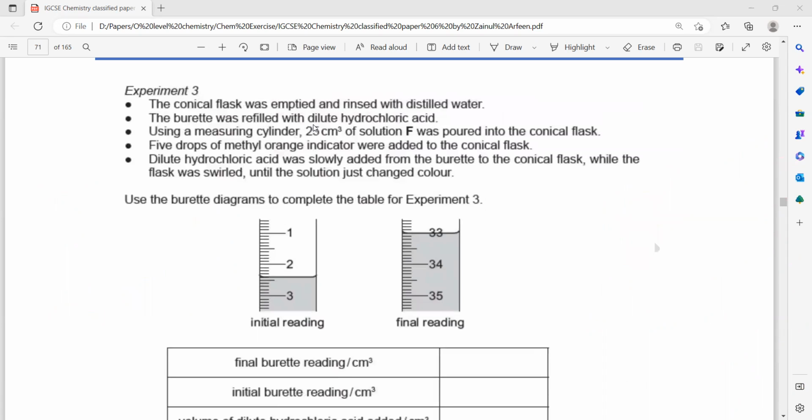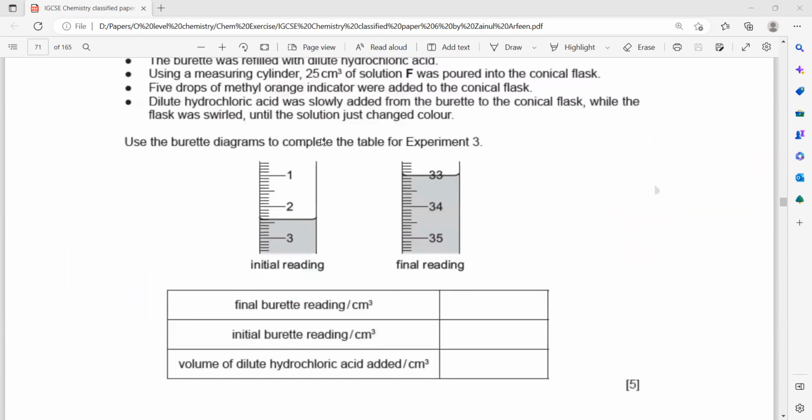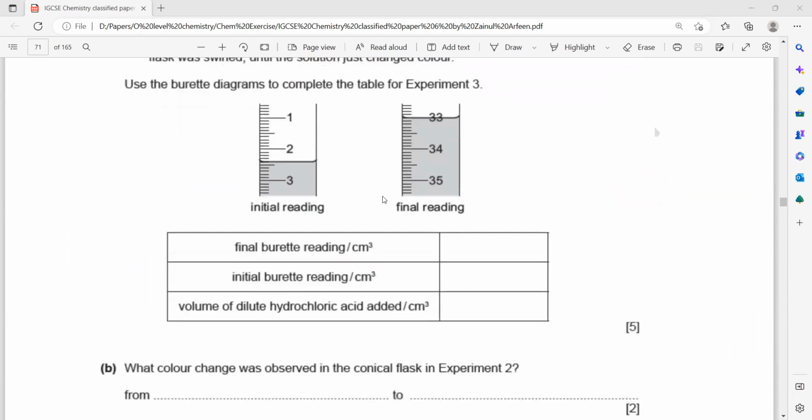Then we did the experiment. We emptied and rinsed with distilled water, and solution F was poured. Using a burette reading, experiment 3 is there. What are the initial and the final burette readings? 33, 2.4, and the difference is 30.6. Then what is the color change? It will start with yellow and turn into orange or red, because methyl orange is there as in experiment 2.